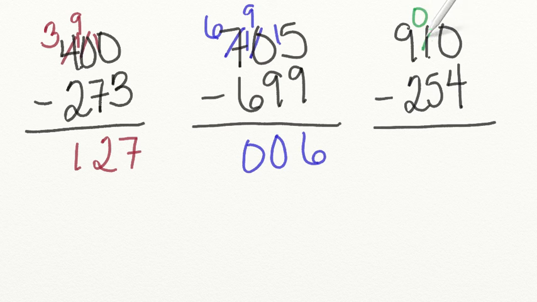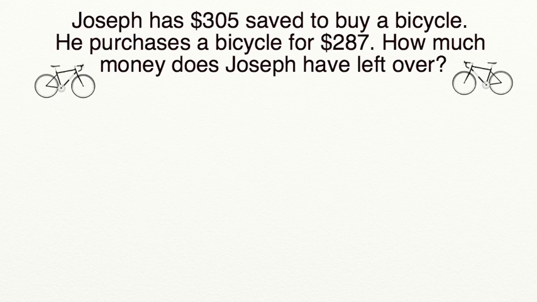So I'm going to break apart my tens block into 10 ones. 10 minus 4 equals 6. Now I can't subtract 5 from 0, which means I need to regroup my hundreds place. So I'm going to break apart one of my hundreds blocks into 10 tens blocks. 10 minus 5 equals 5, and 8 minus 2 equals 6. Great work! Let's try a word problem together.